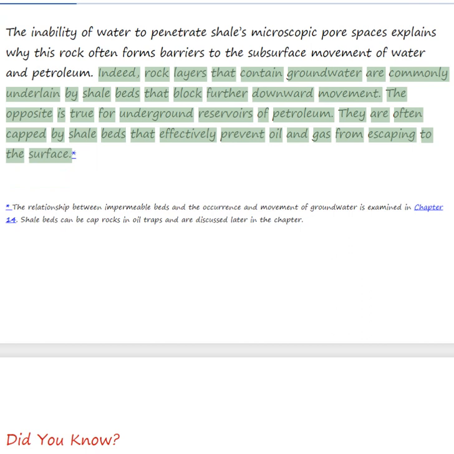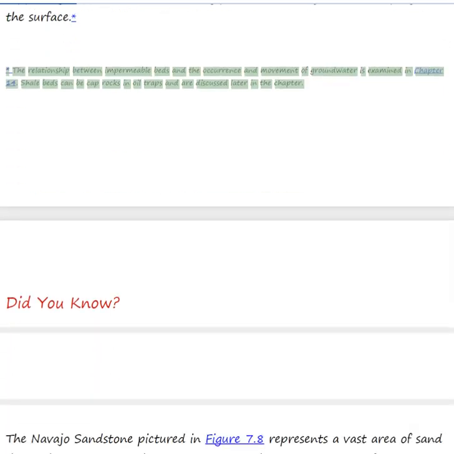Indeed, rock layers that contain groundwater are commonly underlain by shale beds that block further downward movement. The opposite is true for underground reservoirs of petroleum. They are often capped by shale beds that effectively prevent oil and gas from escaping to the surface. The relationship between impermeable beds and the occurrence and movement of groundwater is examined in Chapter 14. Shale beds can be cap rocks in oil traps and are discussed later in the chapter.